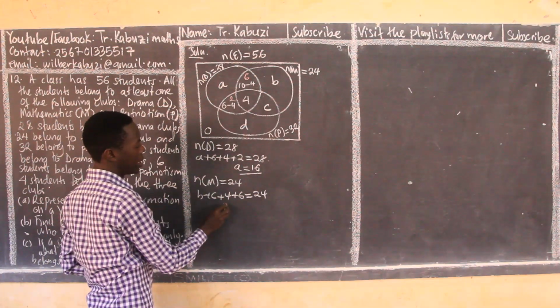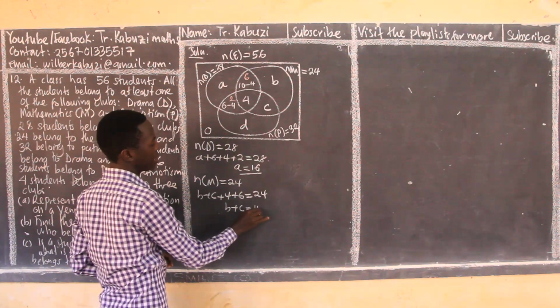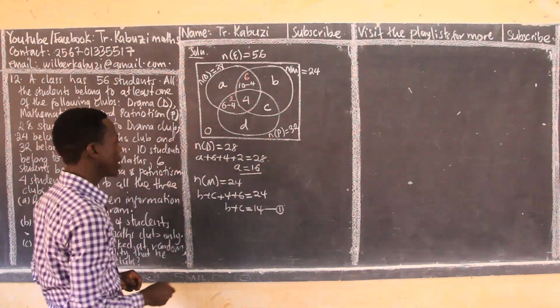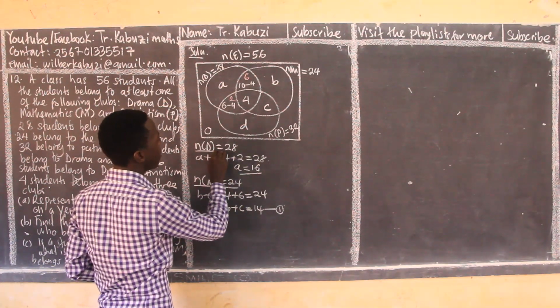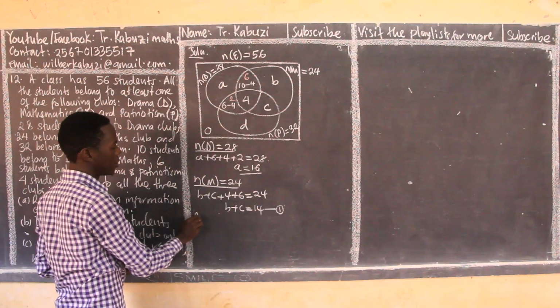Now make this the subject, so C equals 14 minus B, that is B plus C. This is 10, take that side, we get 14. So I call this one equation 1. Now I come to those in math and drama. Now I come to those who are doing patriotism.